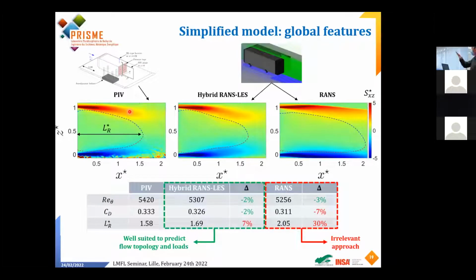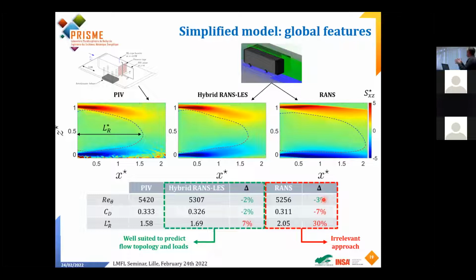If we make a comparison of all these metrics between experiments and simulation, these are the results. Here I will present the Reynolds number based on the momentum thickness of the incoming boundary layer. Here it's the drag coefficient, and here it's the length of recirculation. This is for the PIV, this is for the hybrid Reynolds LES approach, and this is for the Reynolds approach. You can see that if we look at Re theta, they are almost close to each other, with a difference which is less than 3%, which is okay.